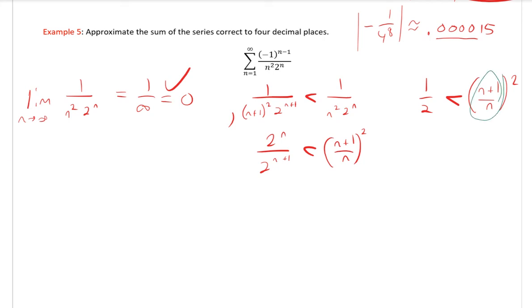Well, this is always going to be bigger than 1 for any value of n approaching infinity. So something bigger than 1 squared is always going to be bigger than 1/2. So this is always true for all n. So it is convergent by alternating series test.